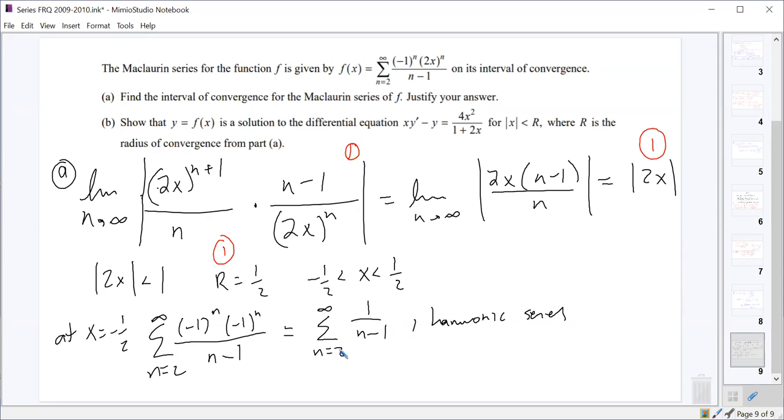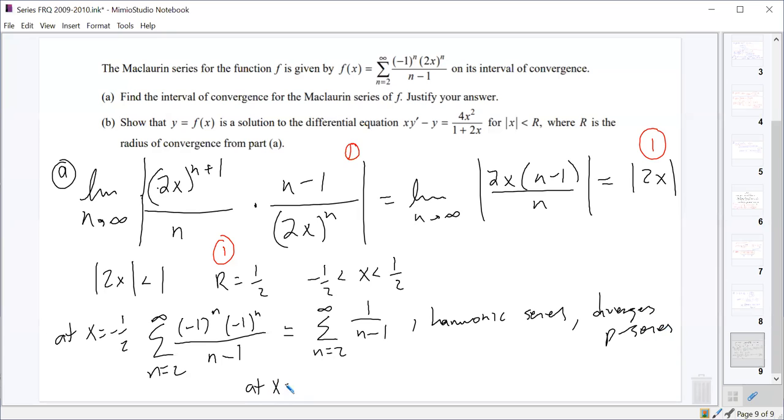I got a -1 here, which puts it starting at 1. That's 1 plus 1/2 plus a third plus a fourth plus a fifth. And we know that the harmonic series diverges by the p series test. So at -1/2, it diverges.